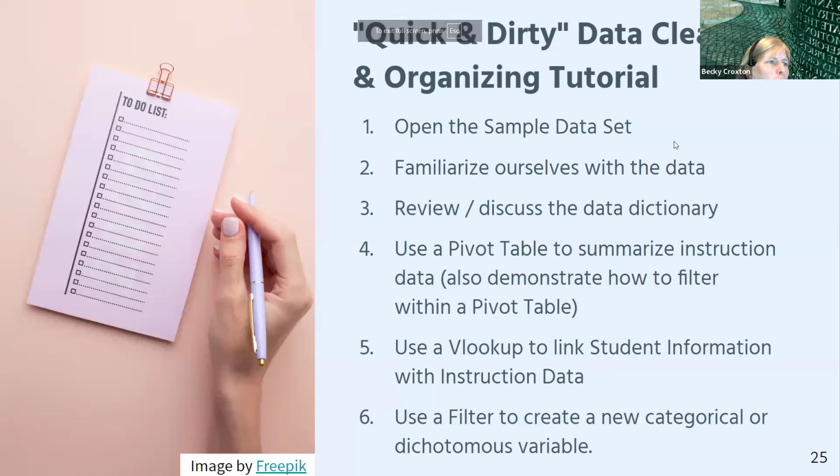So this is just a quick recap of what we did with our data cleaning and organizing tutorial. We familiarized ourselves with the data. We reviewed and discussed the data dictionary. We used a pivot table to summarize instruction data. We also used filters. We used VLOOKUP formulas to link student information with instruction data, and we used filters to create a new categorical or dichotomous variable. We actually did that for retention and for library instruction.